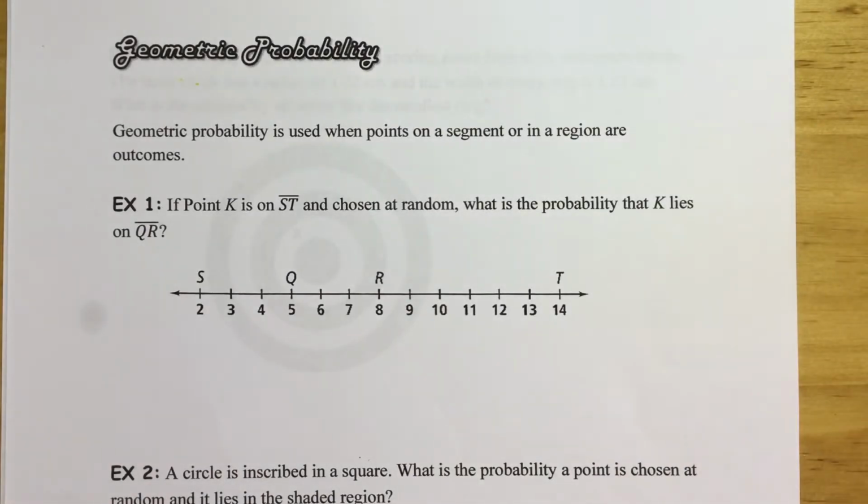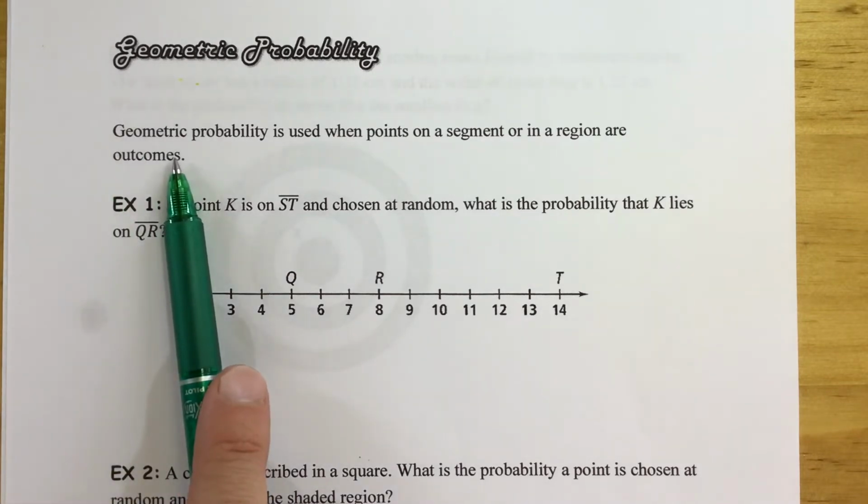Geometric probability. Right. In today's notes, we're going to talk about geometric probability. As the title would suggest, this is a type of probability that is very closely related to geometry. In particular, most of the time, it's going to be related to the concept of area.